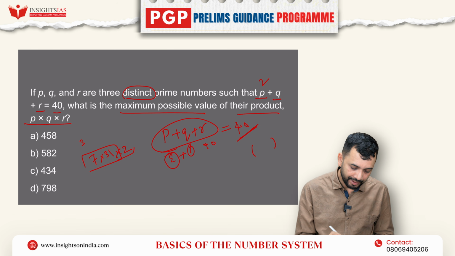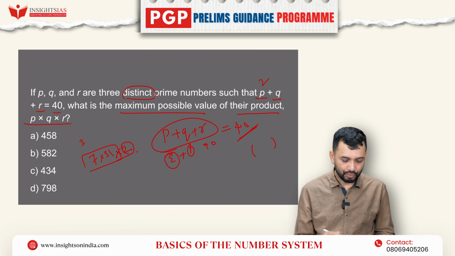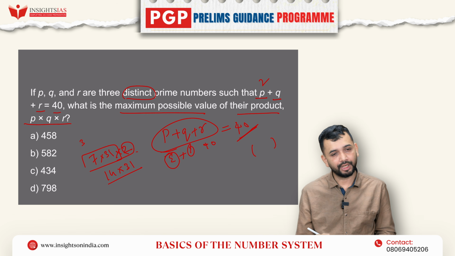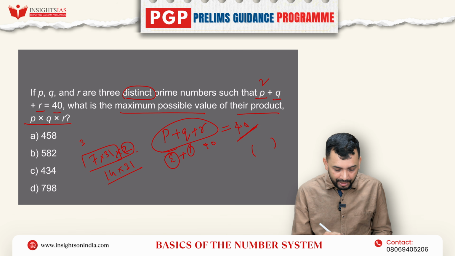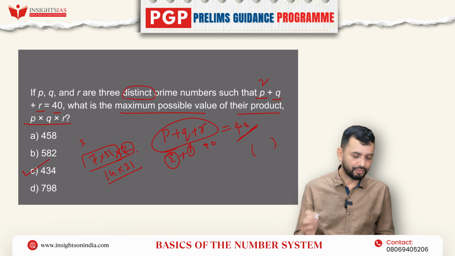One, we have already decided that the number is 2. So the answer would be 7 into 2, 14. 14 into 31. That is 14 into 3, there 14 into 30 will be 420, plus 14 into 1 will be 14. 420 plus 14 will be 434.